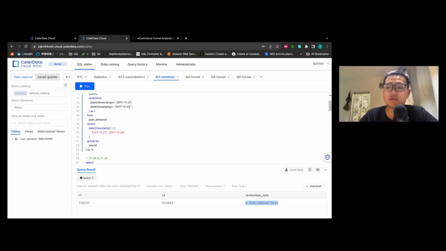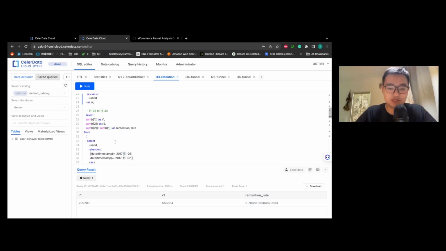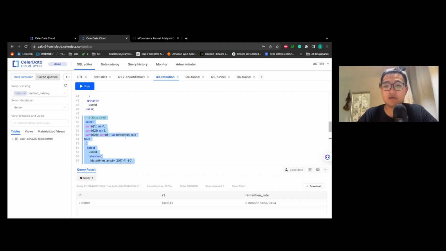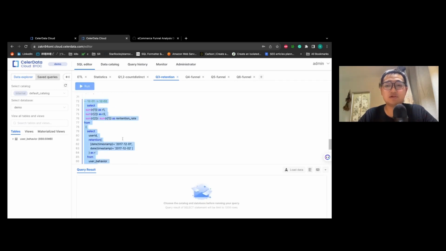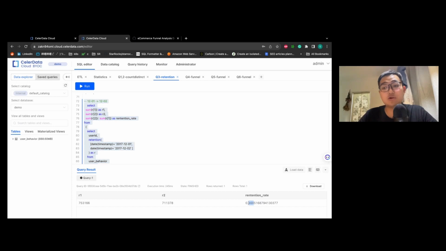From the 27th to the 28th, out of all of the people that visited this e-commerce site, visited Taobao on the 27th, out of those people, how many people visited it again on the 28th, right? And this ratio is a retention ratio, right? So on the 27th to the 28th, it's like 78%. 29th to the 30th, 80%. 30th to the first, 80%. And then we look at the last day, and that's like 25%.